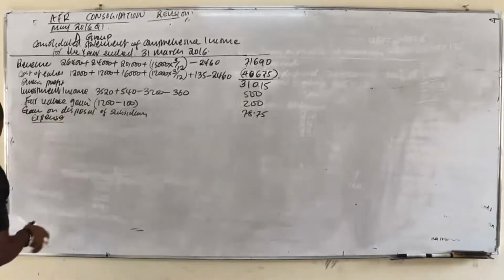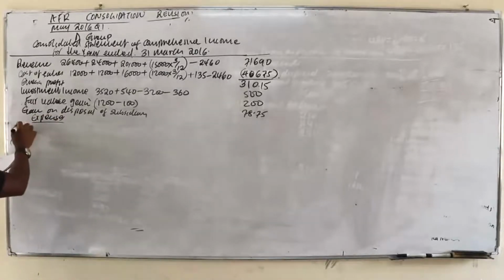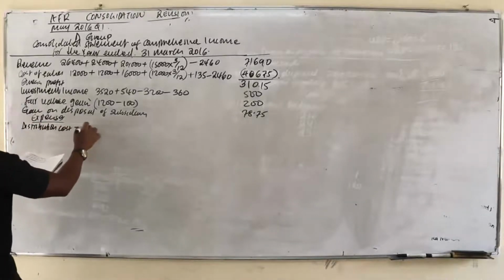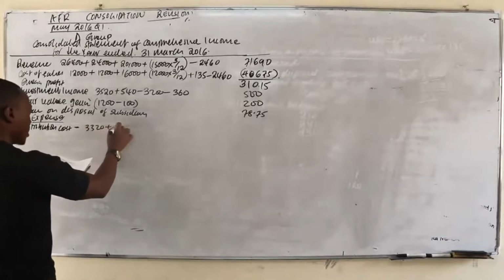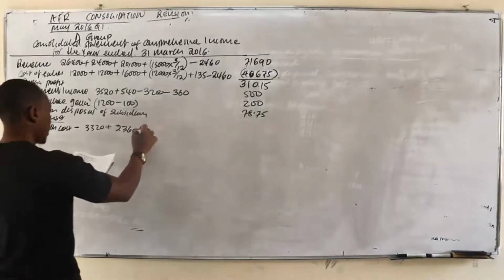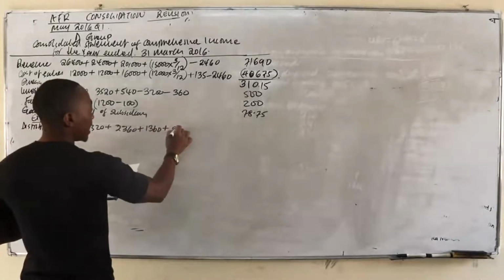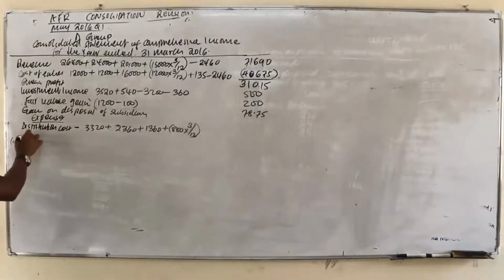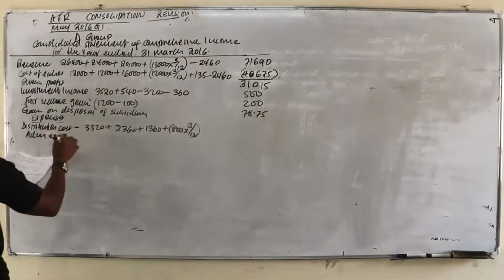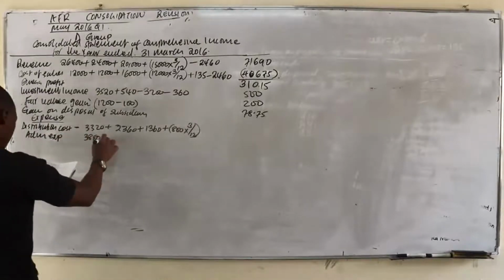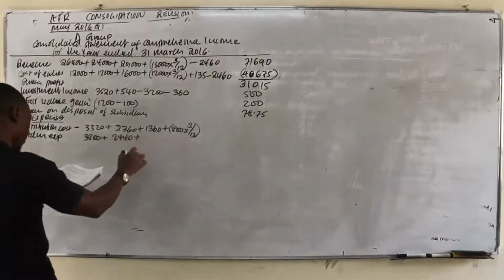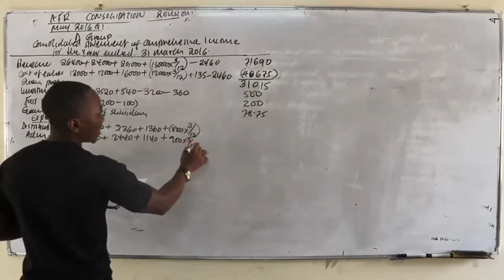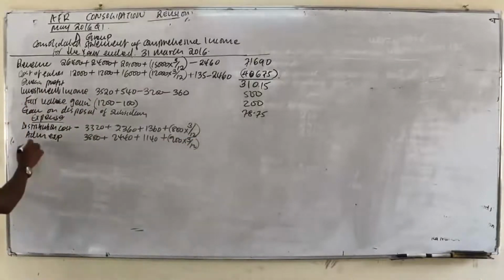What do we have to the expenses? We have distribution cost. Under the distribution cost, you have 3320, you add 2360, you add 1360, you add 800 times 3/12. Then you also have admin expenses. We have 880, then you add 2440, you add 1140 plus 900 times 3/12.